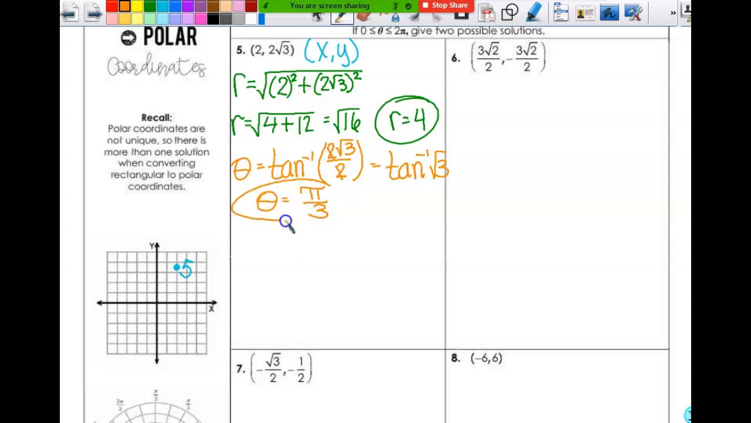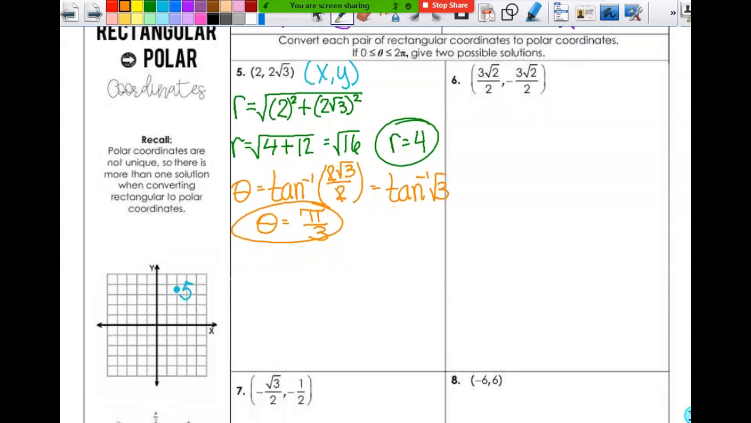Okay. Here's the key on this though. We have these two right now. But before we start coming up with answers, this says to convert each pair of rectangular coordinates to polar coordinates, and then it says if theta is between 0 and 2 pi, give two possible solutions. So on that first day when we plotted points and came up with different ways to get to the same point, that's basically what it's asking us. We had 4 total points then because we were going from negative 2 pi to 2 pi. Here we're just going from 0 to 2 pi, so there'll be 2 different ways to get to that specific spot.